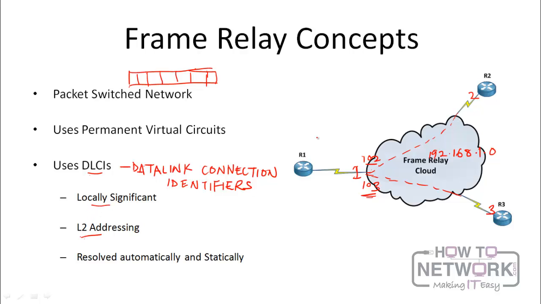What this really means is that DLCs only have to be unique on a particular router, in the sense that you can have DLC 102 and 103 on R1, and also have DLC 102 and 103 on R2, and it really doesn't matter. Again, think of it like doors.